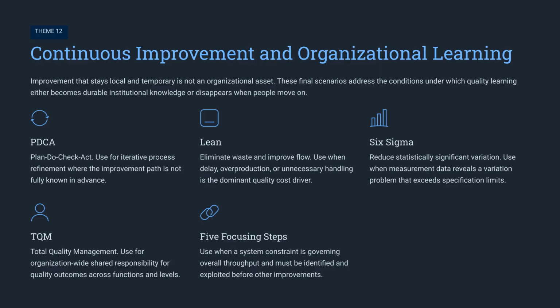Finally, Theme 12 explores continuous improvement. Whether using PDCA for iterative refinement, Lean for waste reduction, or Six Sigma for variation, your approach must move beyond local fixes. True quality improvement becomes durable institutional knowledge that benefits the entire organization long after individual projects conclude.